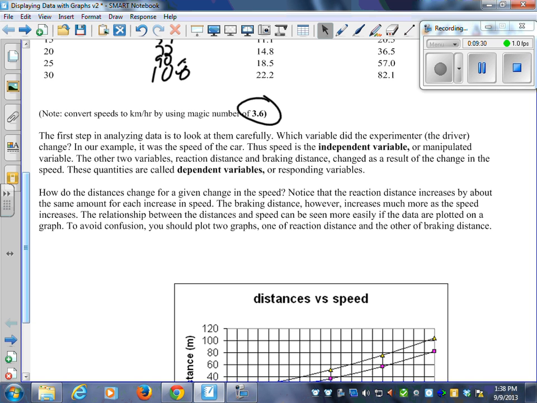The other two variables, reaction distance and braking distance, change as a result of the change in the speed. These quantities are called dependent variables or responding variables. They're the ones that you tend to measure. The independent is the one that you control. I'm going to drive 25 meters per second. And then the dependent is the one that you measure with a ruler or timer or whatever you have. How do the distances change for a given change in speed? Notice the reaction distance increases by about the same amount for each increase in speed. The reaction distance.